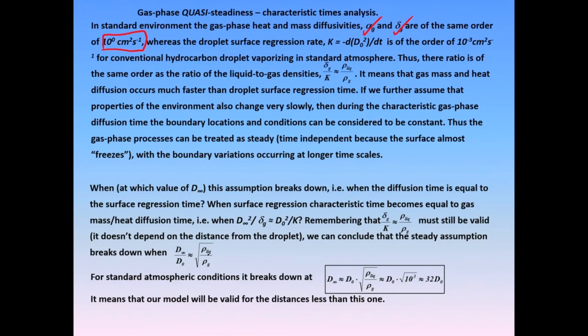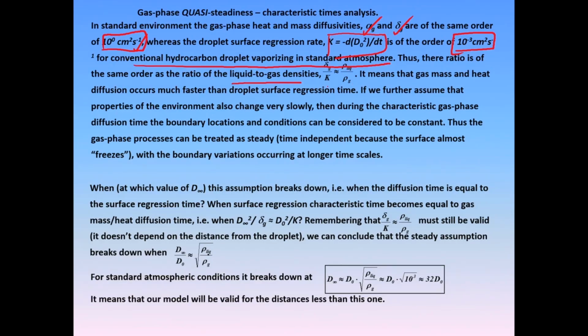Now, the droplet regression rate is of the order of 10 to the power of minus 3 centimeter square per second. From the experimental data, if you consider how the droplet vaporizes, this is the rate of surface regression, how the droplet diameter is shrinking. That happens in the order of 10 to the power of minus 3 centimeter per second. This is for conventional hydrocarbon fuels evaporating in the atmosphere. So, the ratio of the same order of liquid to gas densities, this is liquid, this is gas.